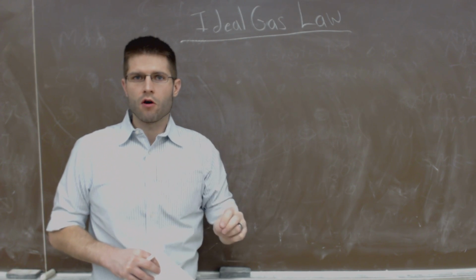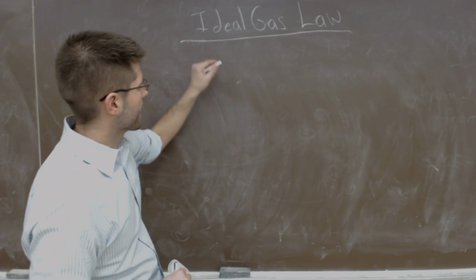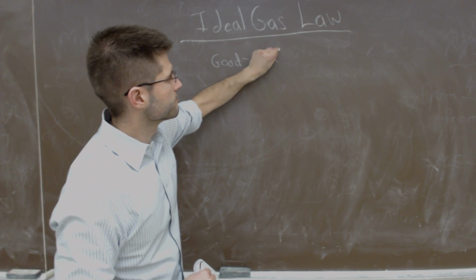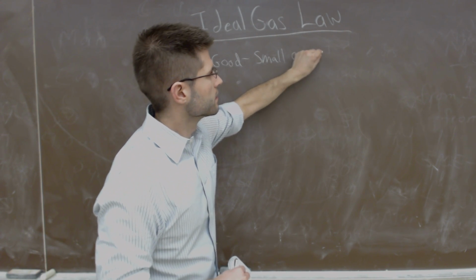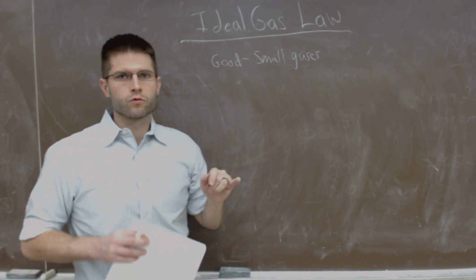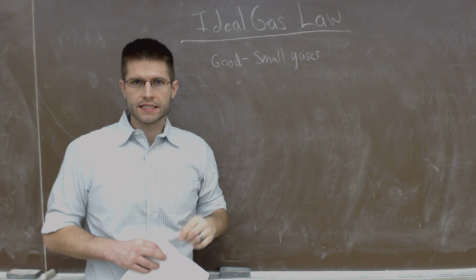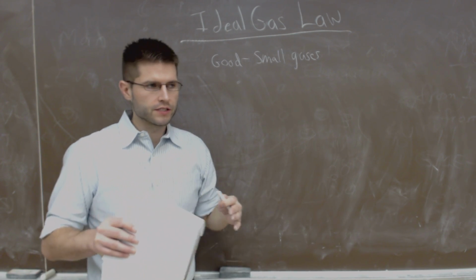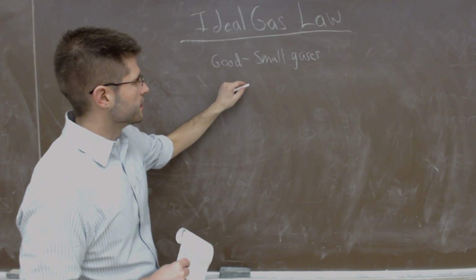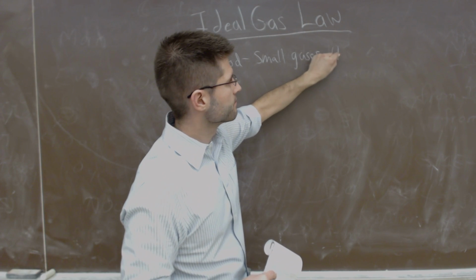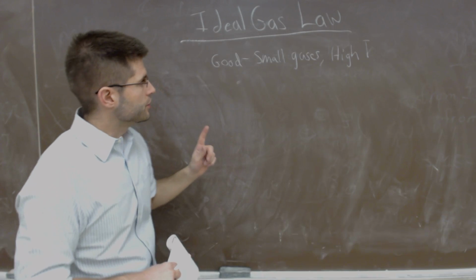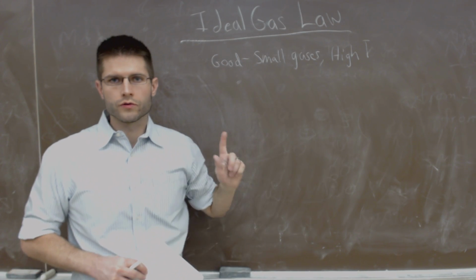Well, if we have a very small molecule, we can use the ideal gas law. So this is good for small things, for small gases, such as H2. H2 is a very small gas. The ideal gas law works very well at predicting how this gas is going to move and the units associated with it. So it's very good at small gases. It's also good at high temperatures. Okay, those are the two cases where the ideal gas law will hold true.